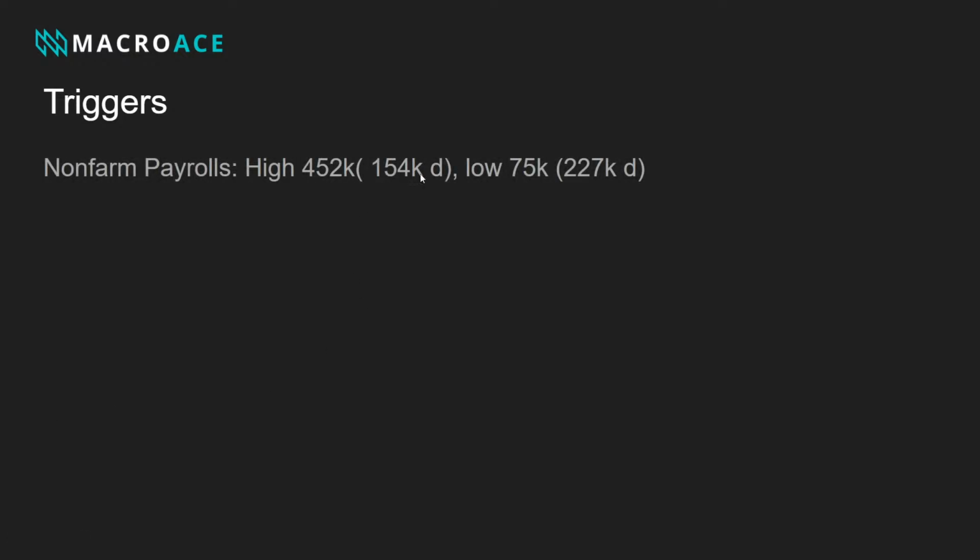So they're looking for a high estimate of around 450k or 452k, with a low estimate of 75k. So the numbers here are very simple. They're looking for a deviation between the forecast figure and the actual figure of about 150k on the high end, and on the low end about 227k. Again, this is according to economists on what they see the high and low end being.